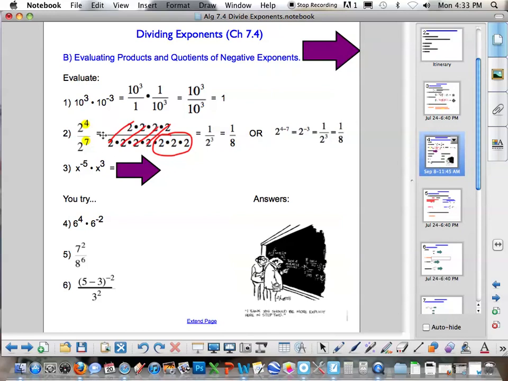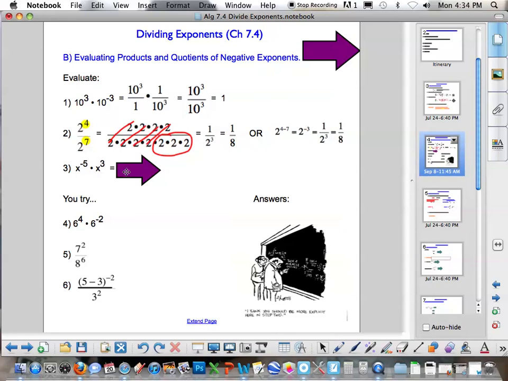Writing it out is helpful to see where the property comes from, but as you get used to using your properties, you can do it much quicker. When you're multiplying, you can add those exponents. When you're dividing, you can subtract those exponents. Let's do one more together. This problem has variables in it. We're not going to end up with a nice answer like 1 or 1/8. Our answer is going to have x in it, but we can still simplify this problem.